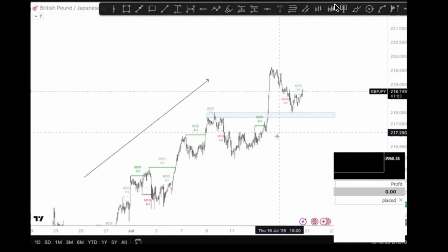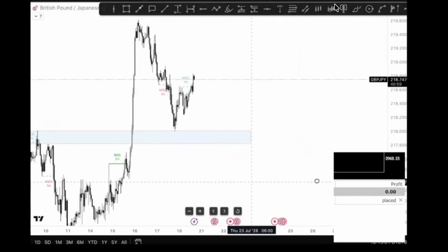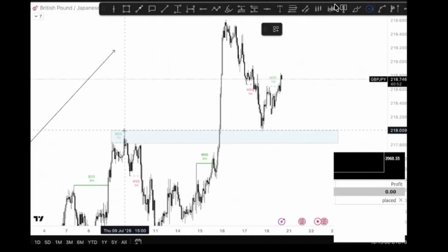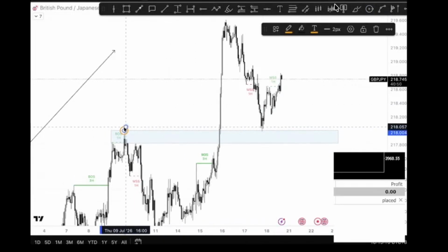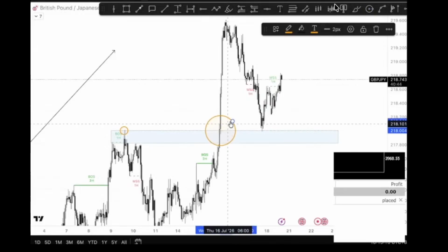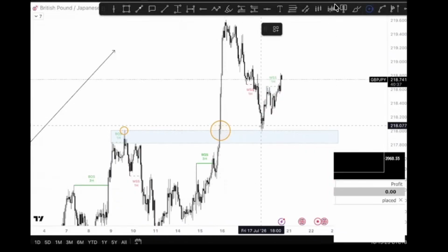So we are mainly looking only for buys, and the best way to enter after this big swing is actually from the place where it broke the structure. This is the highest point, and this is where it broke. That's the kind of neckline that I always like to say. It's the neckline where it broke the structure. And the entry would be from the retest.